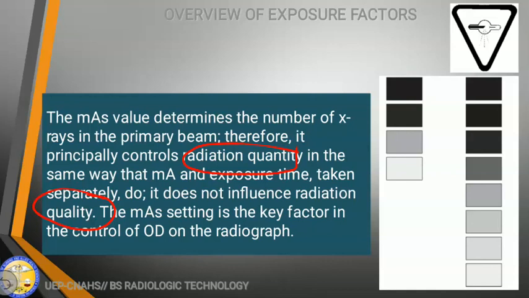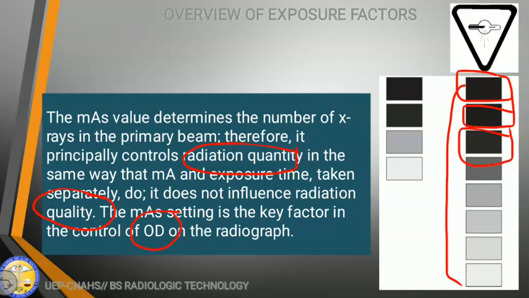So the MAS setting is the key factor in the control of the optical density on the radiograph. Kanina sabi ko, combined together, so scale of contrast na siya. But each box is the optical density. Again, from white papunta sa black, each box is what we call the optical density. Okay? So, meaning the optical density differences can be termed now as the scale of contrast.